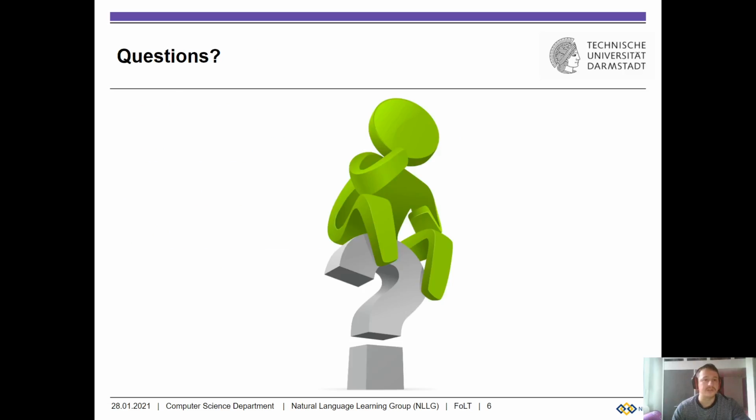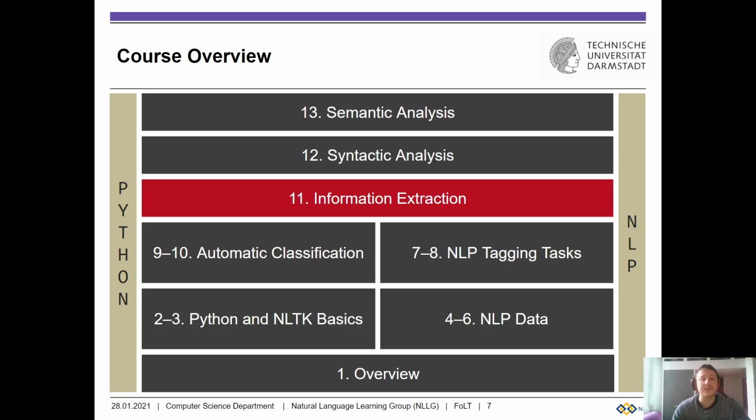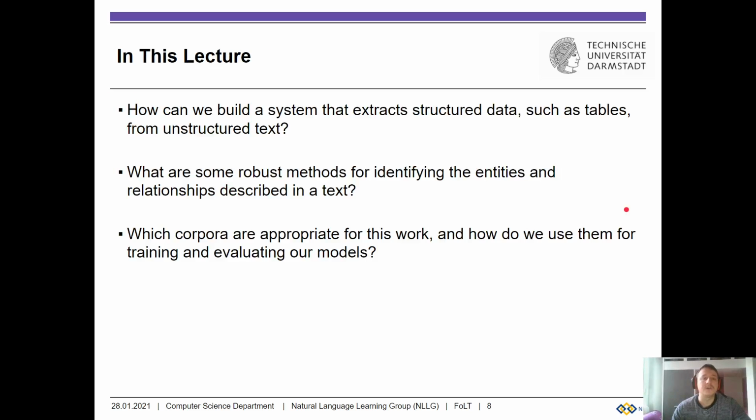In this lecture, as I've said, we're going to be dealing with information extraction, which uses both programming and natural language processing ingredients. So we have 3 core questions. The first one is, how can we build a system that extracts structured data from unstructured text?